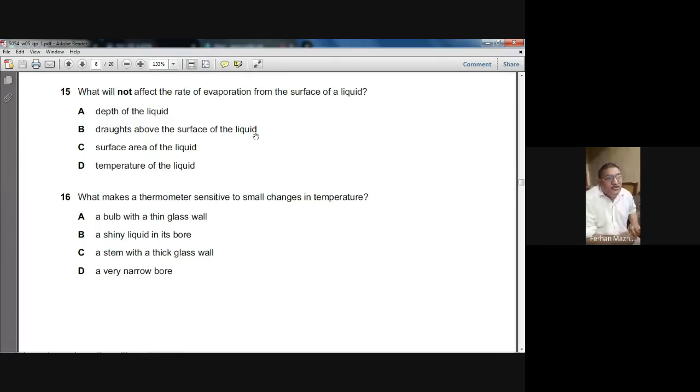What will not affect the rate of evaporation from the surface of a liquid? Which factor will not affect the rate of evaporation? Depth of the liquid, 100%. Depth of the liquid does not affect the rate of evaporation. The wind above the surface of the liquid affects it. Surface area of the liquid affects the evaporation. Temperature of the liquid also affects the rate of evaporation. So which factor does not affect the rate of evaporation? The first one, depth of the liquid. You understand? Do you understand?